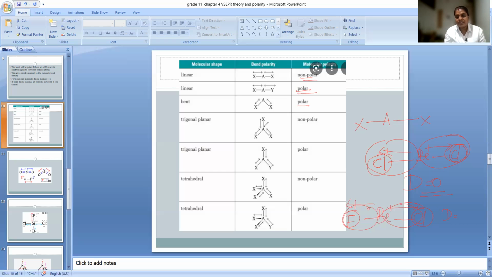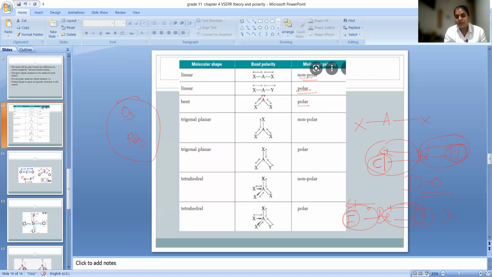And another case is bent molecules. We learned those with a lone pair of electrons, two cases we learned, right? In the case of O3 also, there is a lone pair of electrons. And in the case of ammonia, there is a lone pair of electrons. So if there is a lone pair of electrons, what will happen?